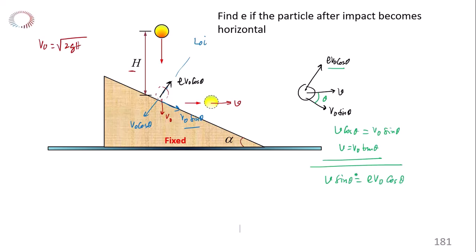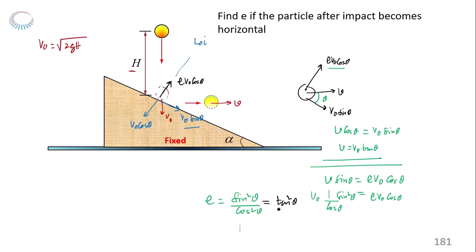Now put the value of v. v equals v naught tan theta. So here I can write v naught into tan theta, meaning sin theta by cos theta, so 1 upon cos theta into sin square theta. That should be equal to e v naught cos theta. So v naught cancels out. Ultimately I am getting e equals sin square theta by cos square theta, that means it is equal to tan square theta.